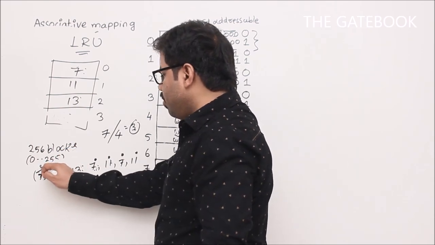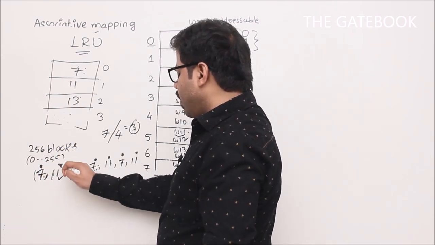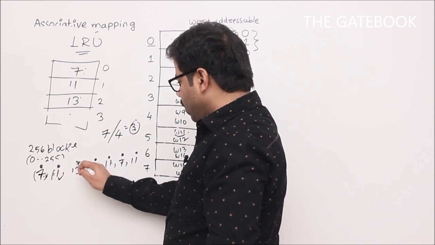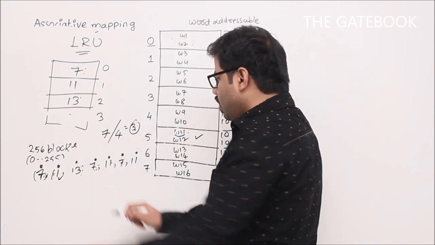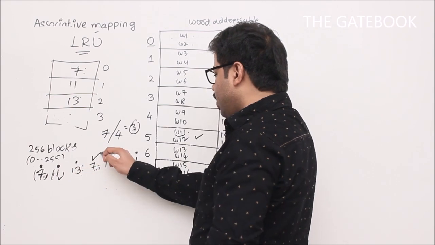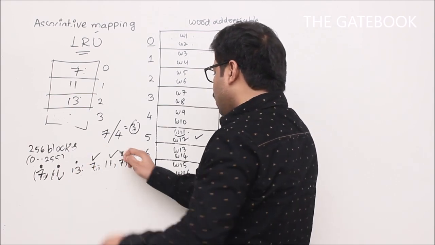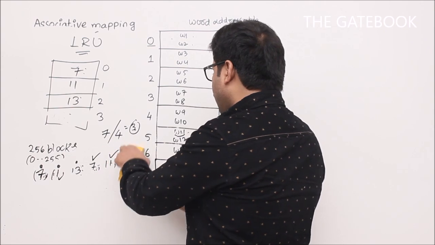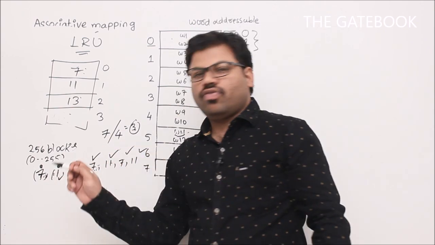First time when you access 7, miss. Next time when you access 11, miss. 13, miss. But next time when you access 7, it is available, so hit. 11 again hit, 7 hit, 11 hit. So the number of misses is only the first 3.